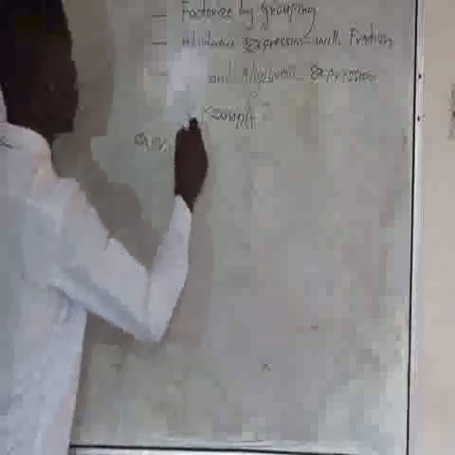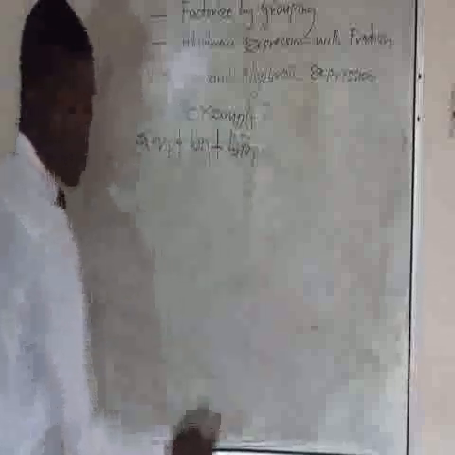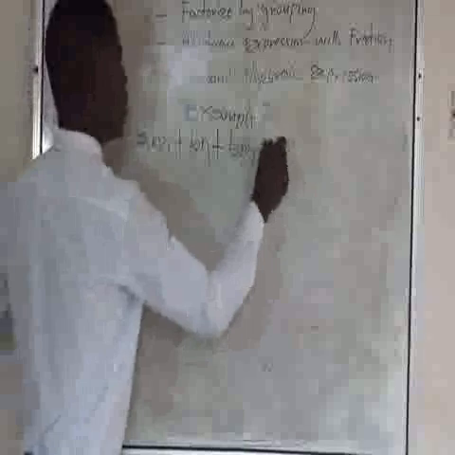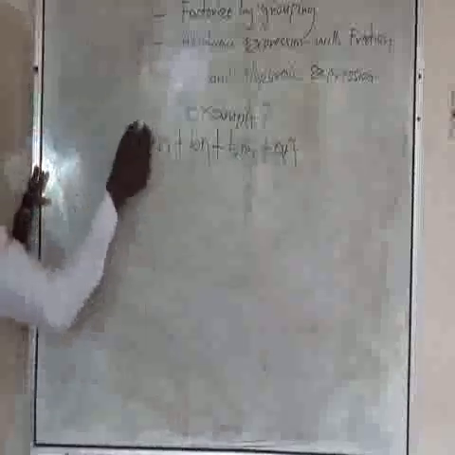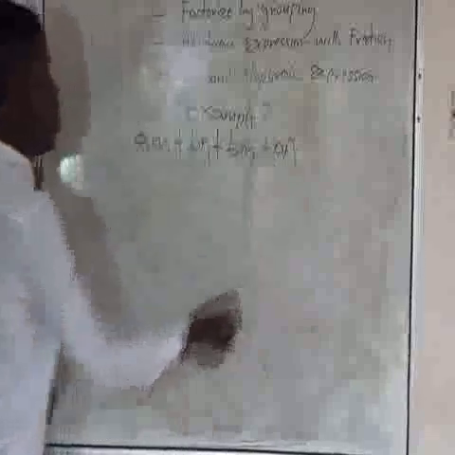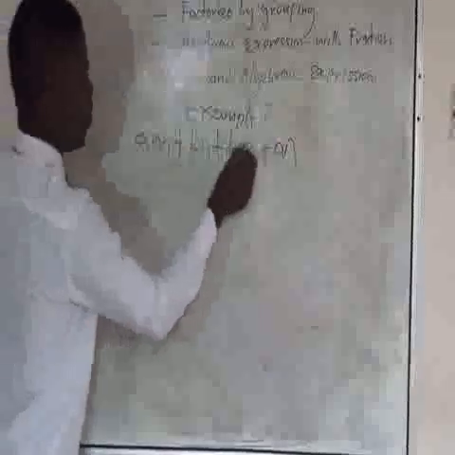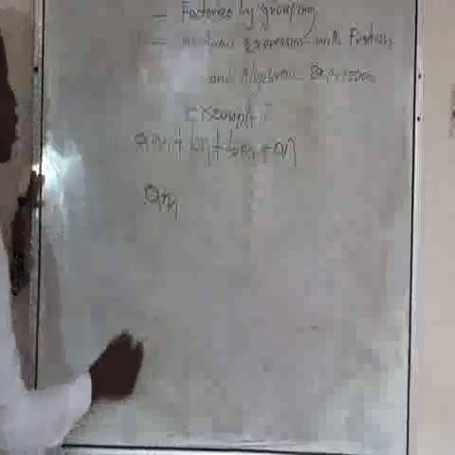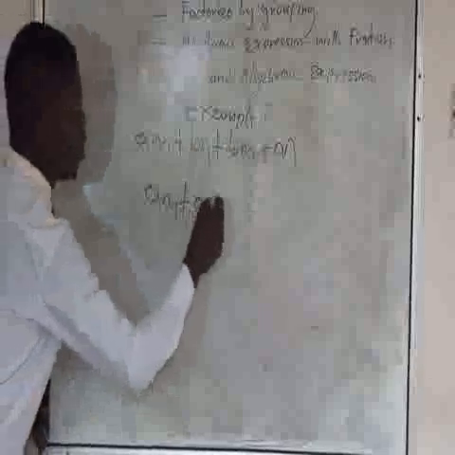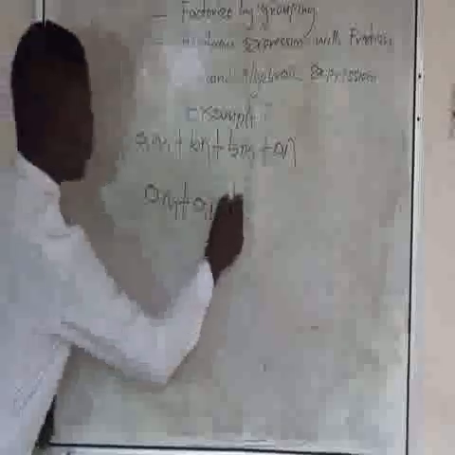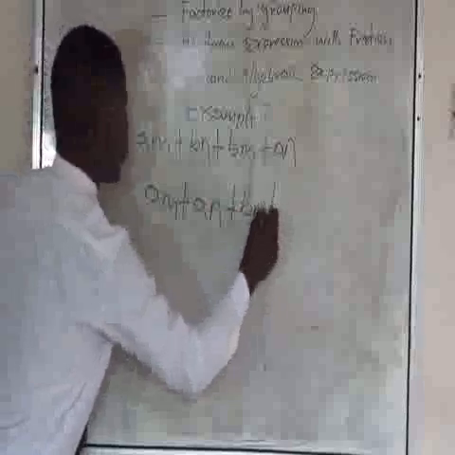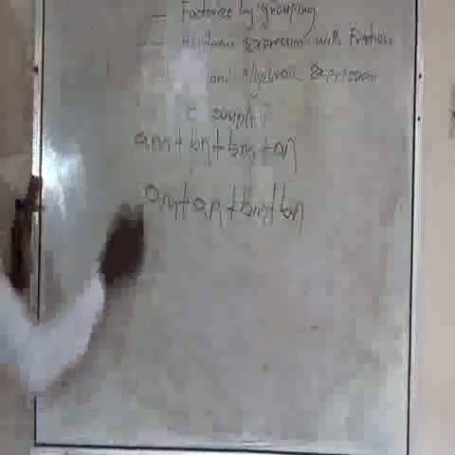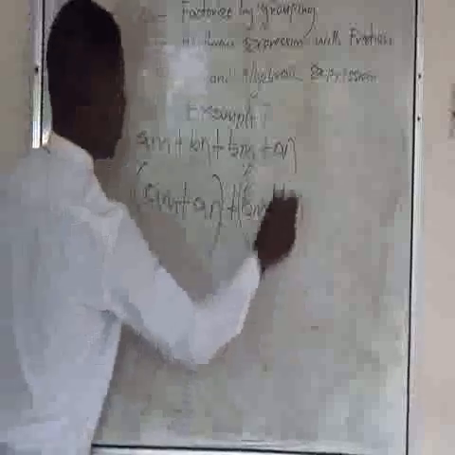Plus bn, plus bm, plus an. See, A is common here, A is common here, B is common here, B is common here. So I will use that one. Am plus an plus bm plus bn. Bracket this and bracket this.